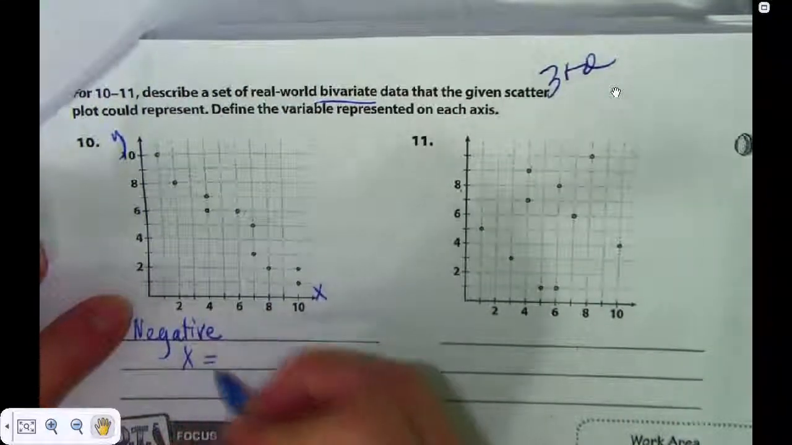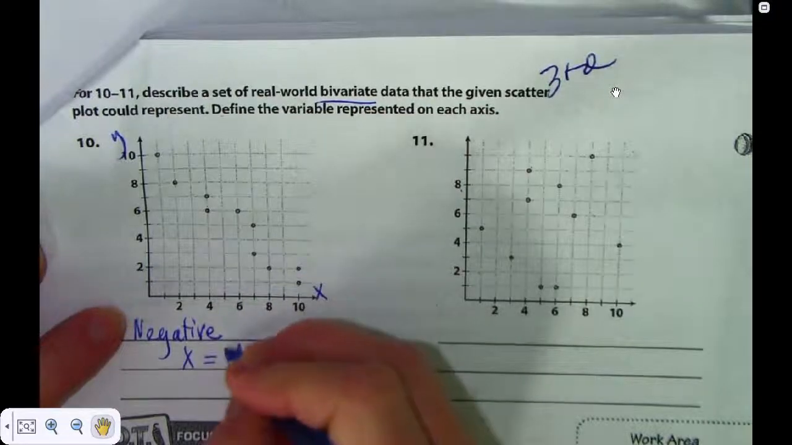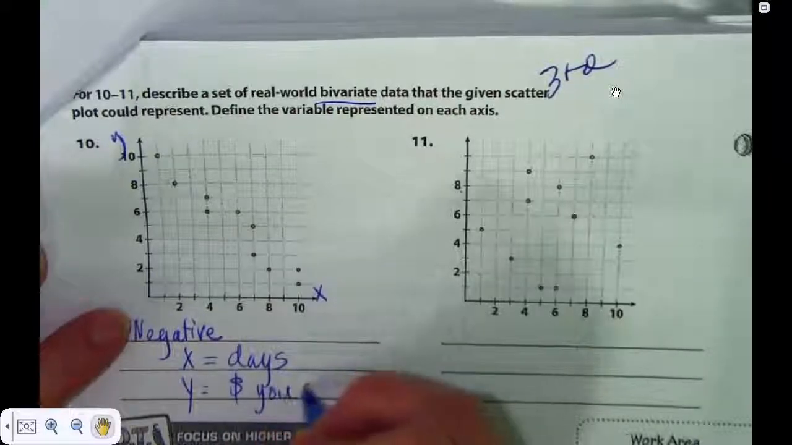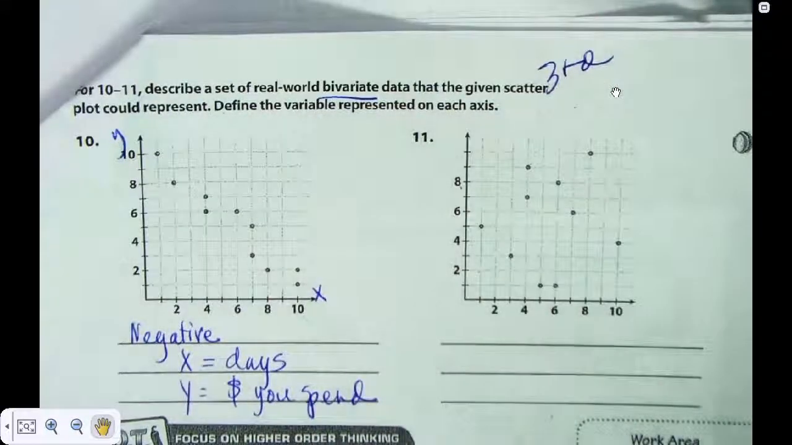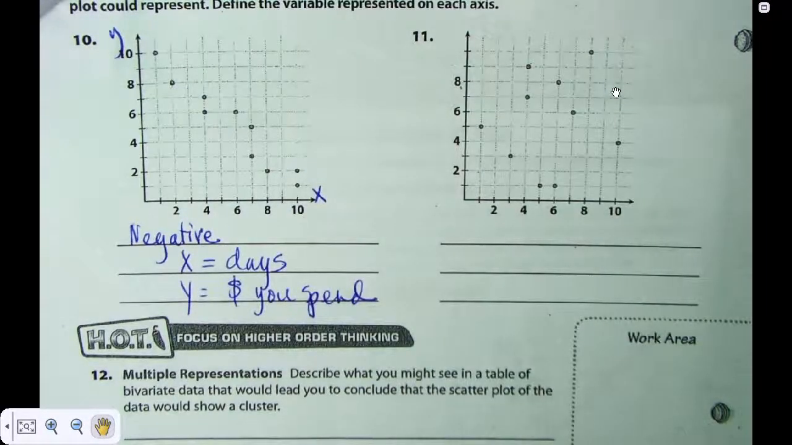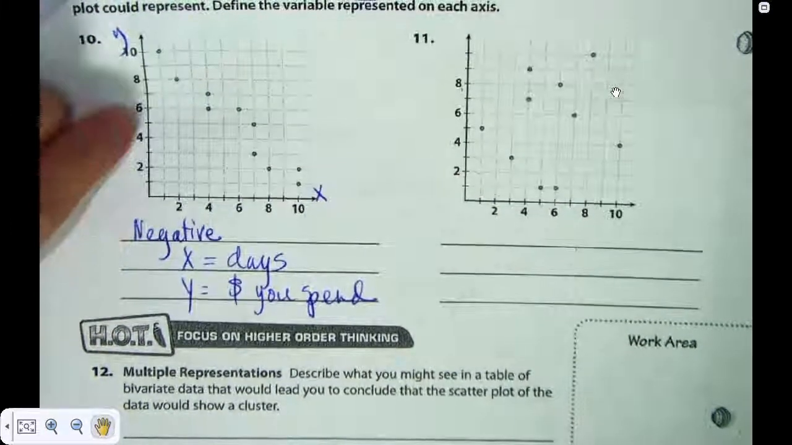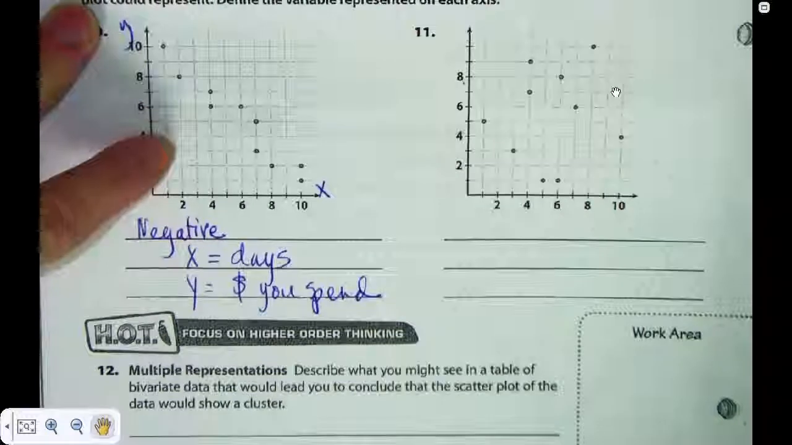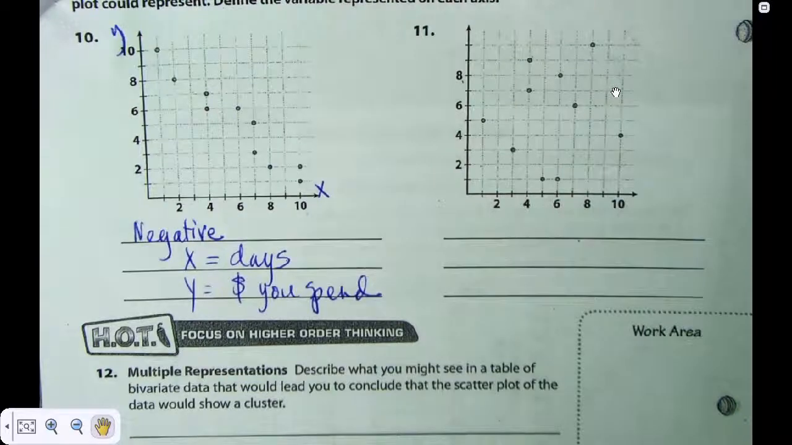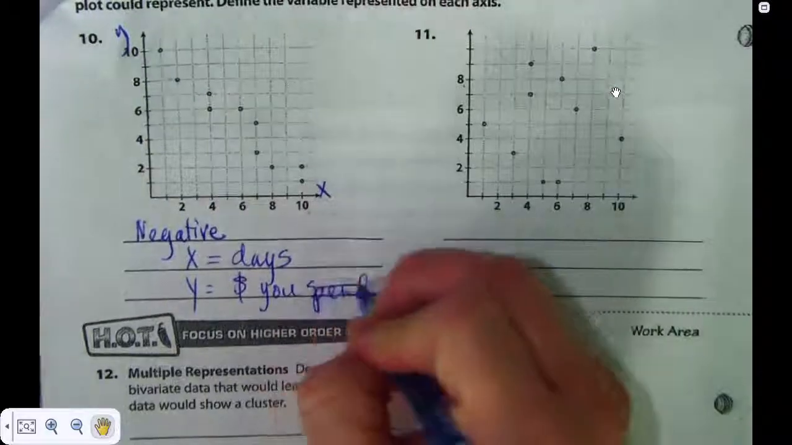So X is the number of days, and Y is the money you spend. Because it's got to come down. It's got to be the money you spend, not that you make. So at one day you had $10, right? Day two you had $8. Well, it's not the money you spend, it's the money you have. Sorry.